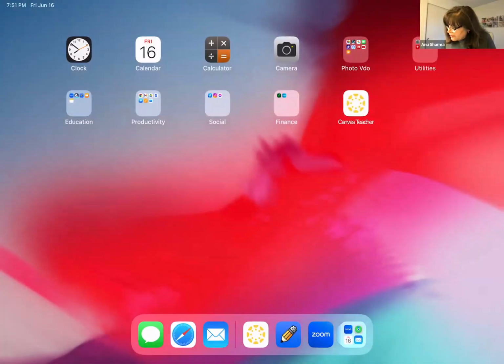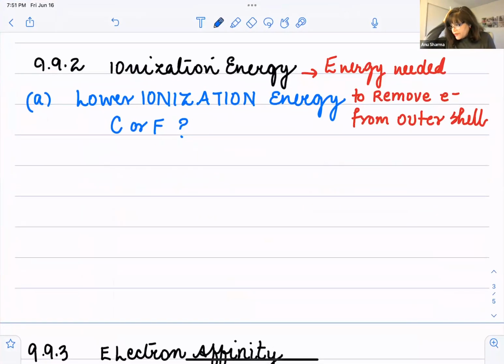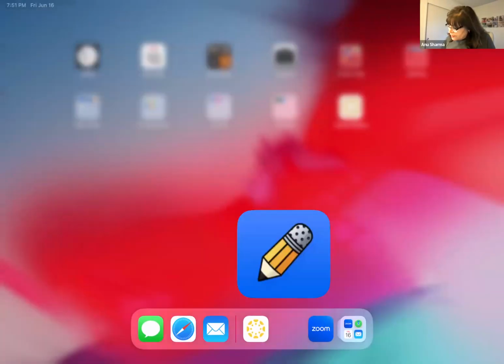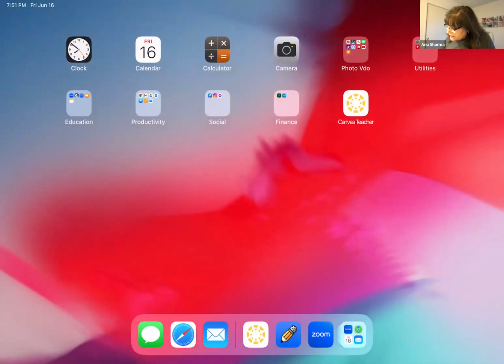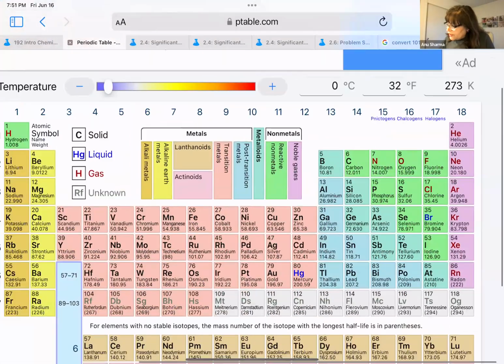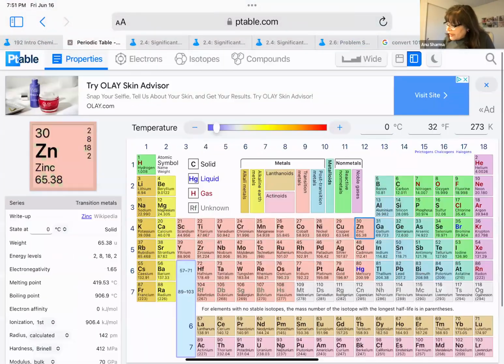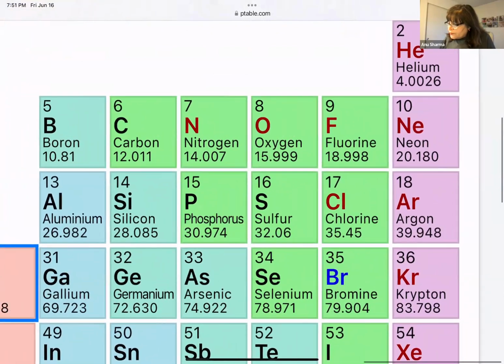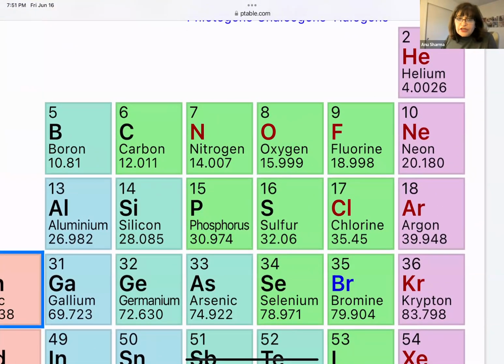So here we have the ionization energy of carbon and fluorine. Fluorine is very close to the noble gas. Let's see this again. We are looking at carbon and fluorine. Both of them are in the same energy level, the same shell.